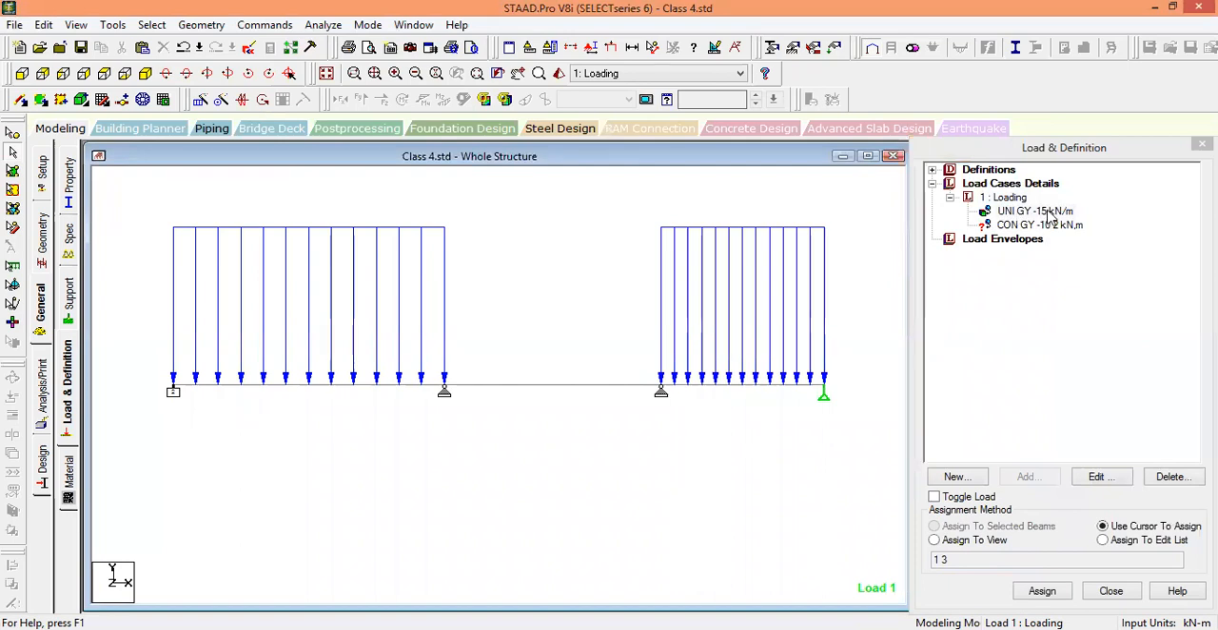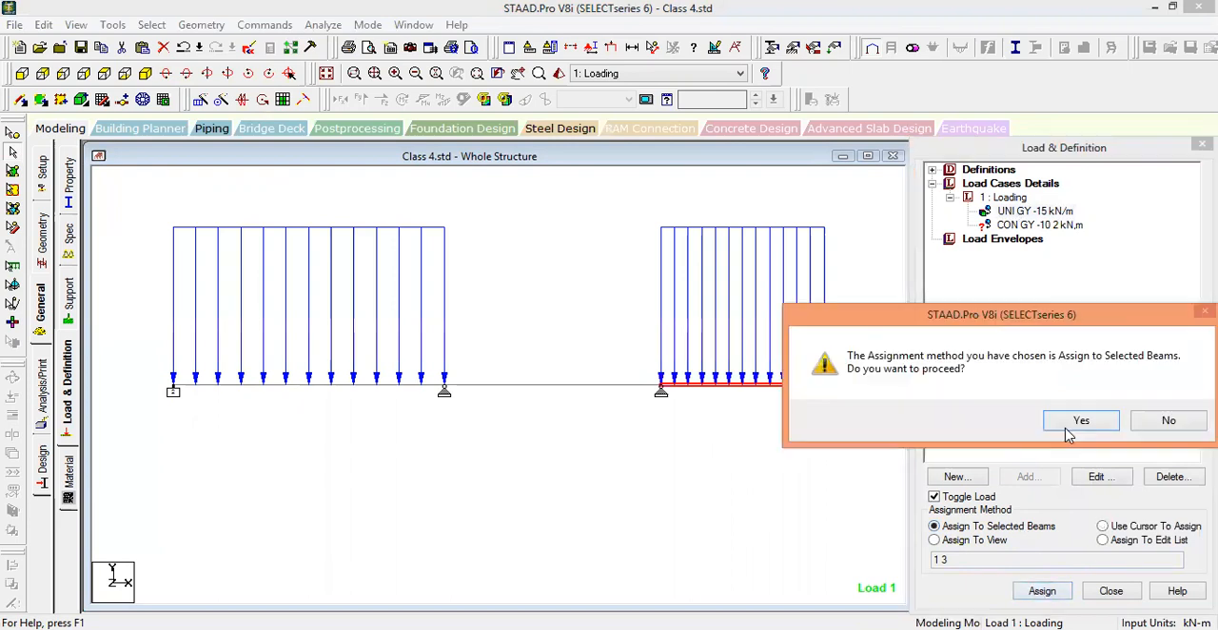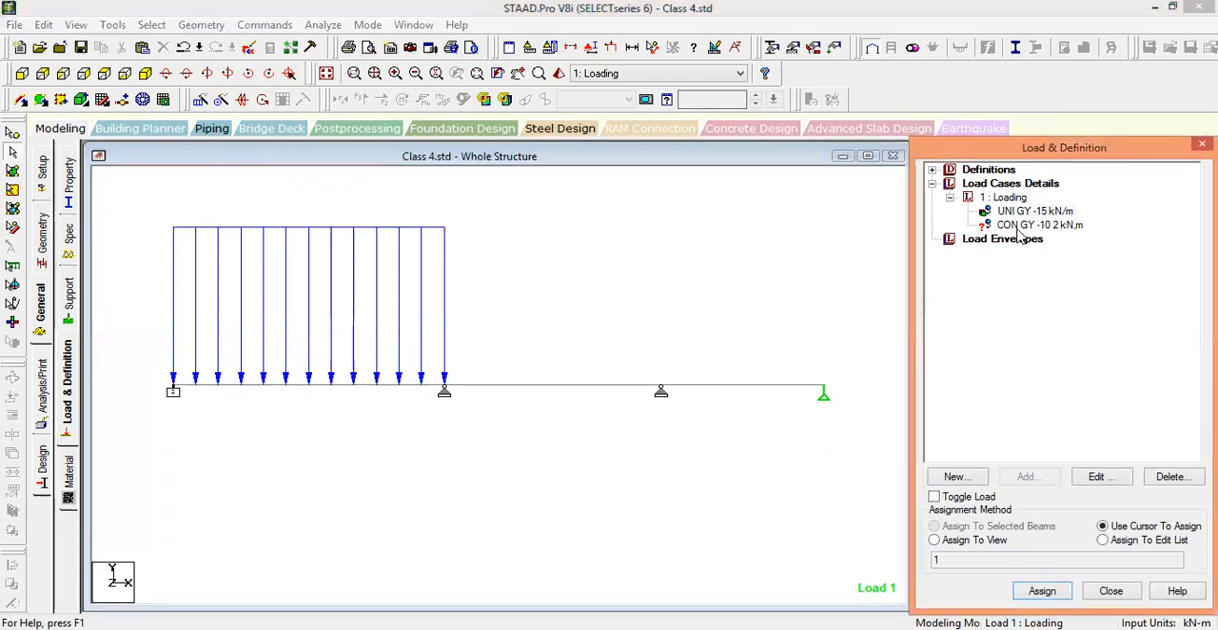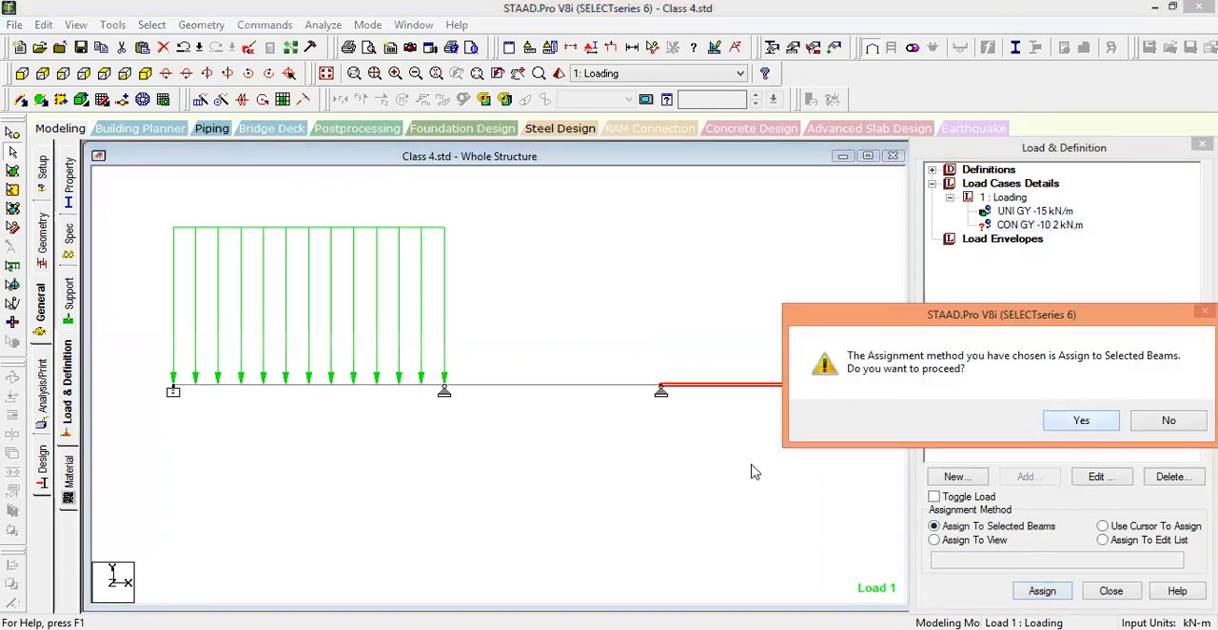To remove a load which has not been assigned properly, for incorrect assignment, you can go to toggle load, click on toggle load, select that beam and that load, and assign to the selected beam. If you do that, the load will be removed. So you have to use toggle load. Okay, so I will come to this and this node here and close it.